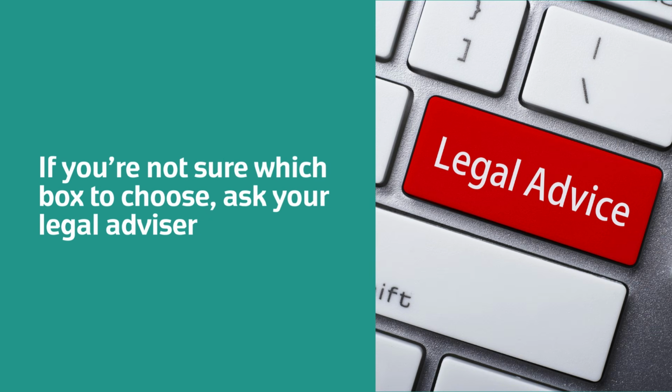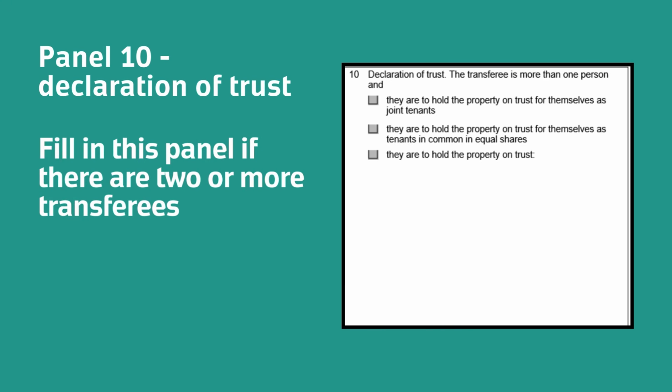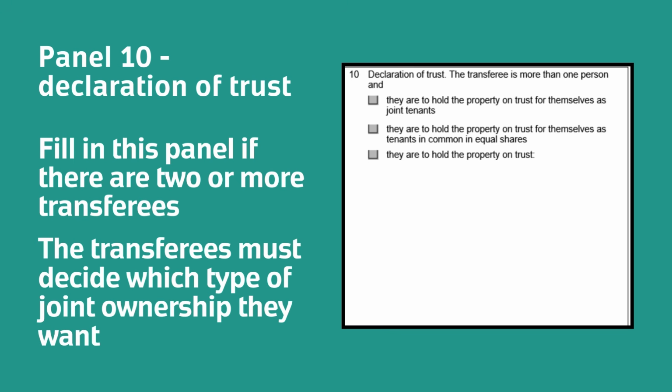If you don't know which option to choose, you should seek legal advice. Panel 10. Declaration of Trust. You must fill in this panel if there are two or more transferees. The transferees will own the property together and should decide which type of joint ownership they want.